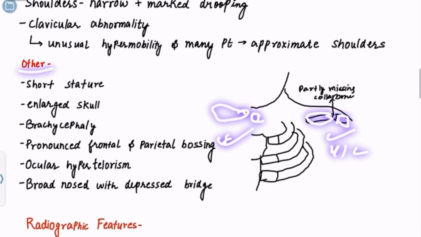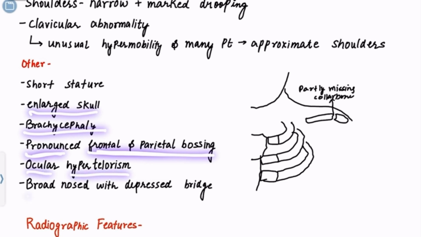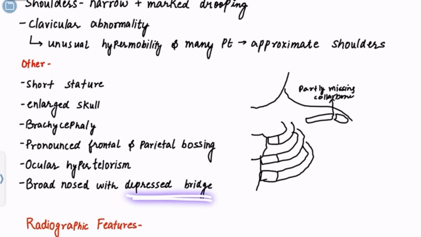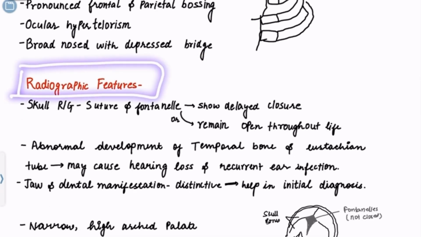Other features can be present, like short stature, enlarged skull, brachycephaly, pronounced frontal and parietal bossing, ocular hypertelorism, and a broad nose, so a broad nose with a depressed bridge. Let's see the radiographic features. The radiographic features, first of all, skull.